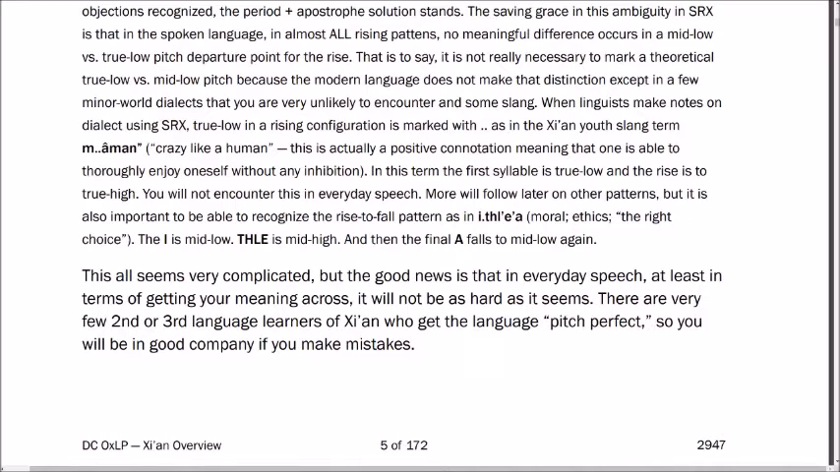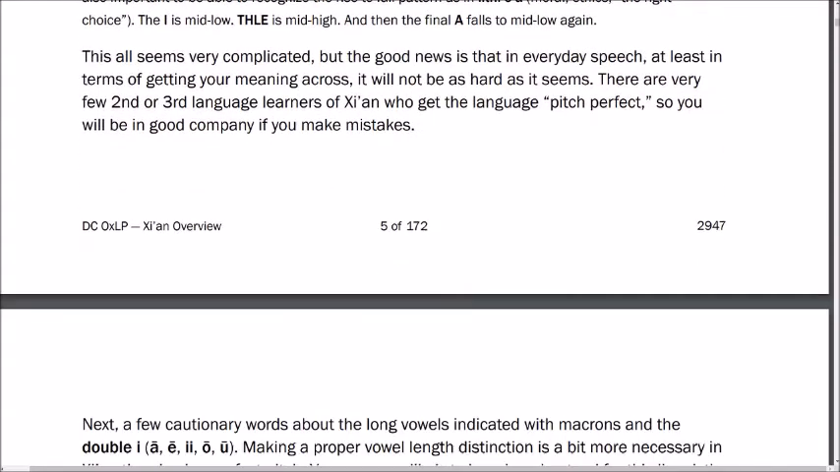More will follow later on other patterns, but it is also important to be able to recognize the rise to fall pattern as in ithlia, moral, ethics, the right choice. The I is mid-low, THLE is mid-high, and then the final A falls to mid-low again. This all seems very complicated, but the good news is that in everyday speech, at least in terms of getting your meaning across, it will not be as hard as it seems. There are very few second or third language learners of Xi'an who get the language pitch perfect, so you will be in good company if you make mistakes.